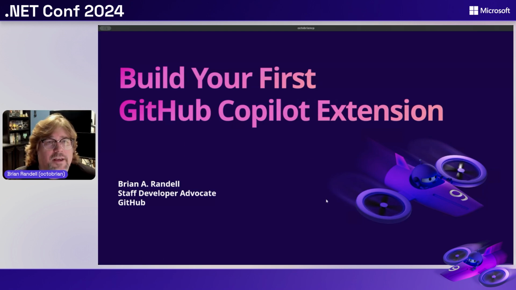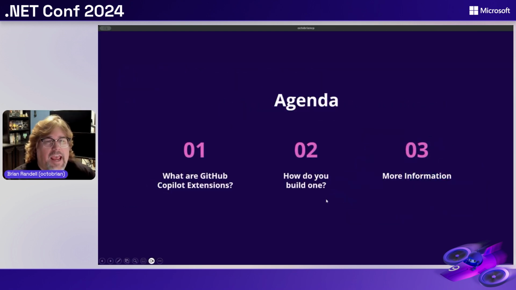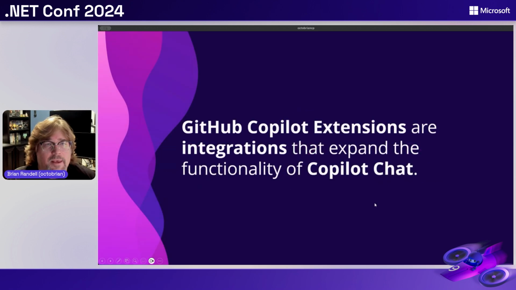Let's just get right into it. So we're going to talk about building a GitHub Copilot extension. We'll talk about what they are. We'll show you how you build one, and I'll give you some links for more information. Simple agenda. Let's get right into it.